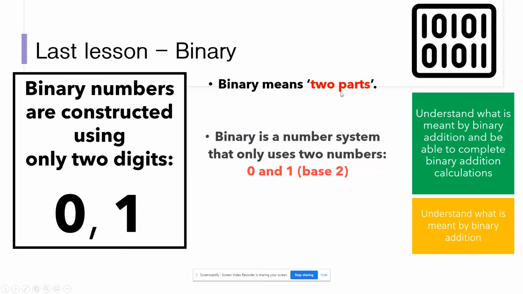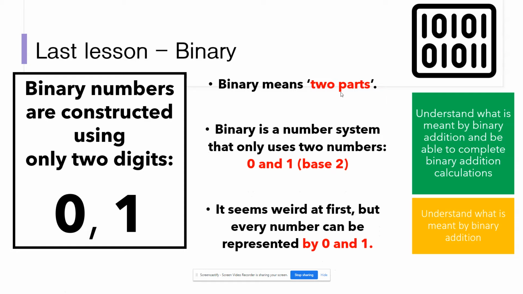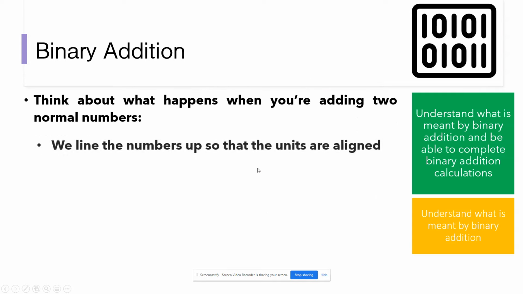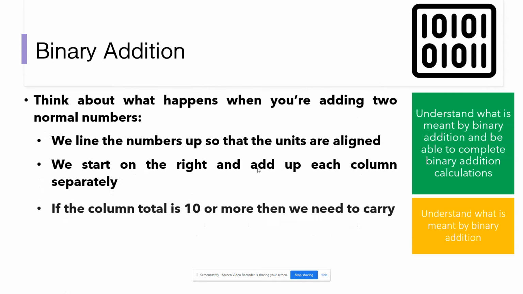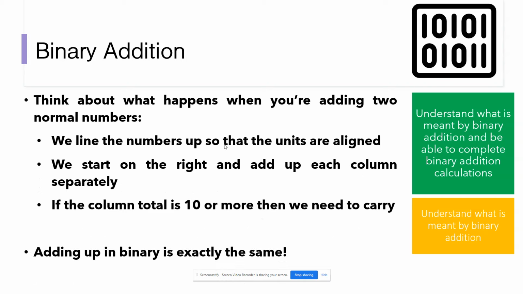Last week, we had a look at binary and we learnt that binary means two parts. So the two parts are 0 and the 1. And we also converted binary numbers like 0, 1, 0, 0 into decimal and vice versa. This lesson, though, we're going to look at binary again, but this time we're going to add binary numbers together.